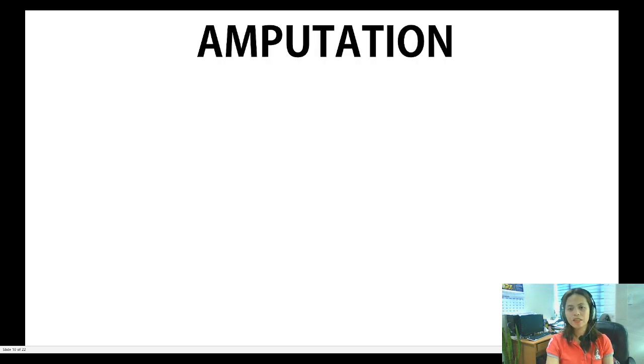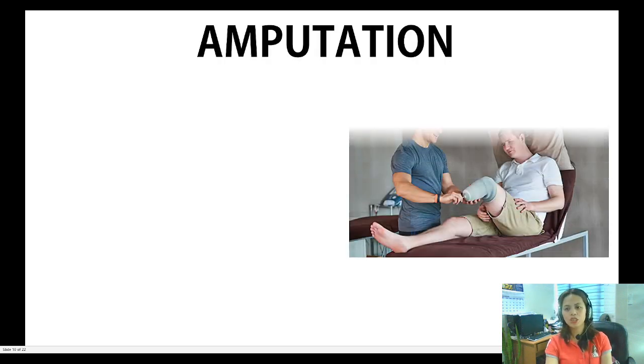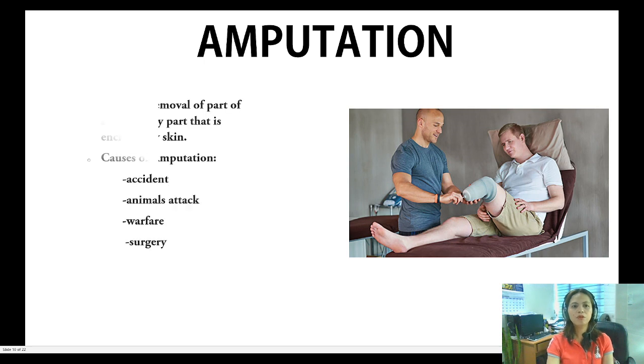The next physical disability we have here is amputation. Amputation is the removal of a part or all of a body part that is enclosed by skin. The causes of amputation are accidents, animal attacks, warfare, and surgery.